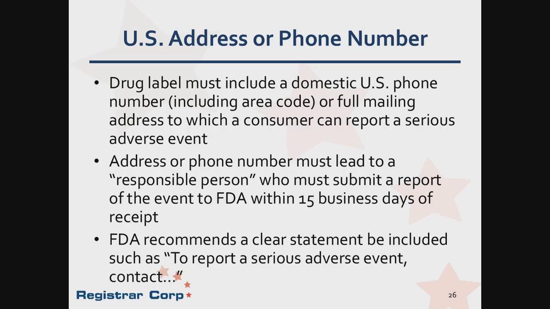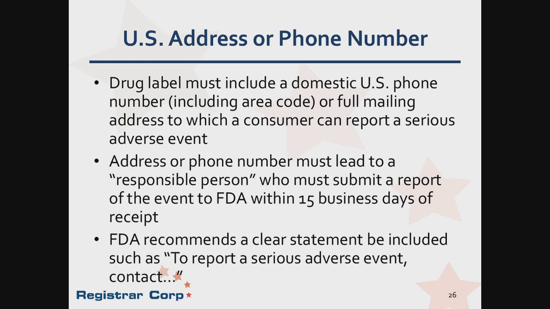An additional requirement is that the labeling include a U.S. mailing address or phone number. It needs to be a domestic U.S. phone number, including the area code, or a full mailing address. In this case, P.O. boxes will meet this requirement. Although if you use a P.O. box, please ensure that you still have the full street address present on the label as well.